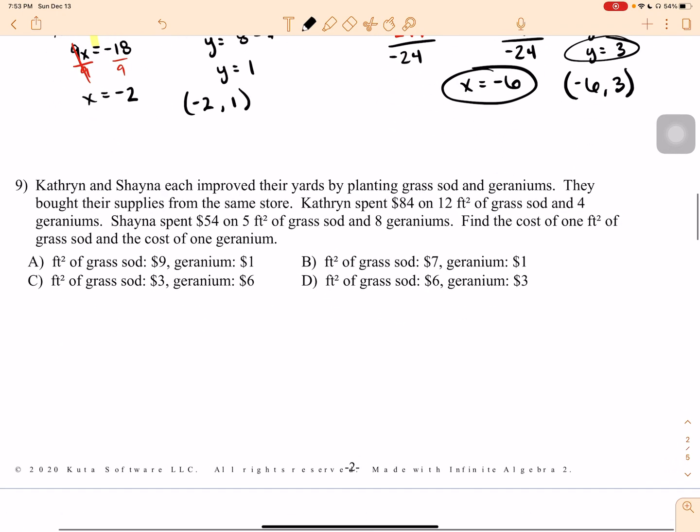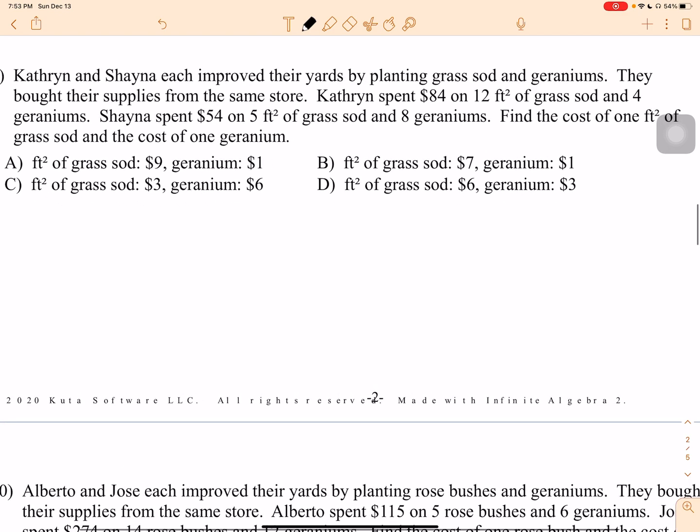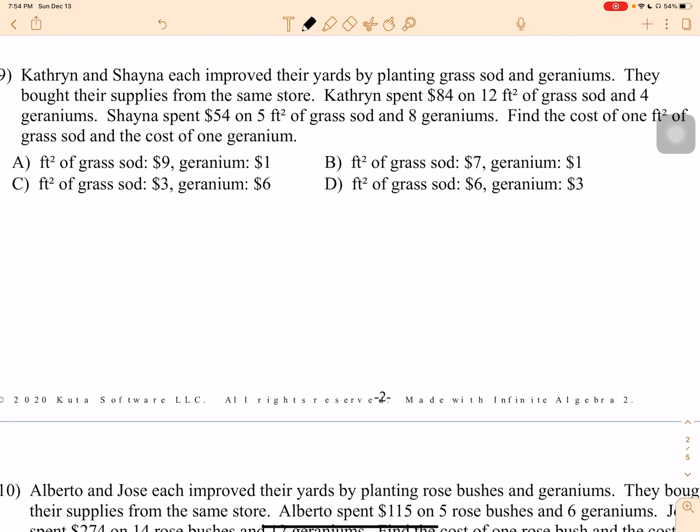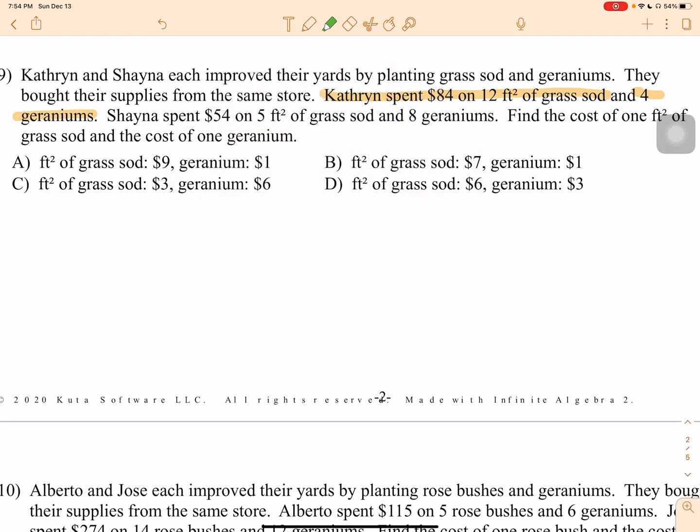It says number 9, Catherine and Shayna each improved their yards by planting grass sod and geraniums. Those are flowers. They bought their supplies from the same store. Catherine spent $84. I'm going to start highlighting colors here. Catherine spent $84 on 12 square feet of grass sod and 4 geraniums. Shayna spent $54 on 5 square feet of grass sod and 8 geraniums. Find the cost of 1 square foot of grass sod and cost of 1 geranium.